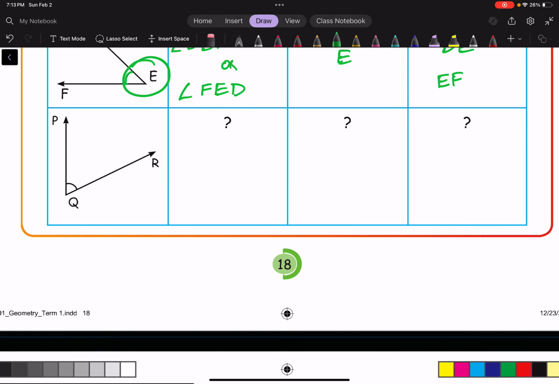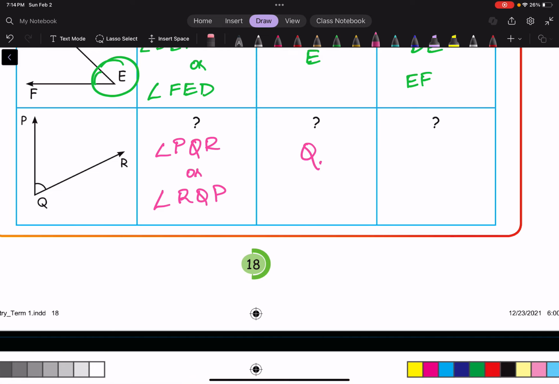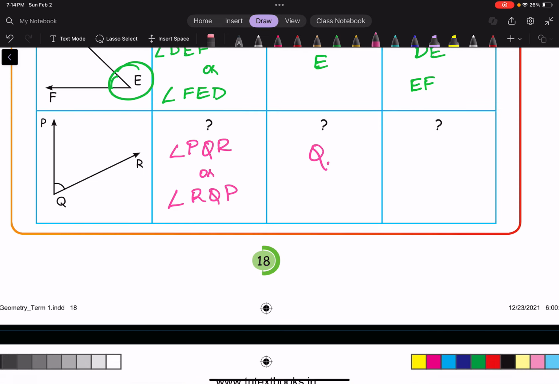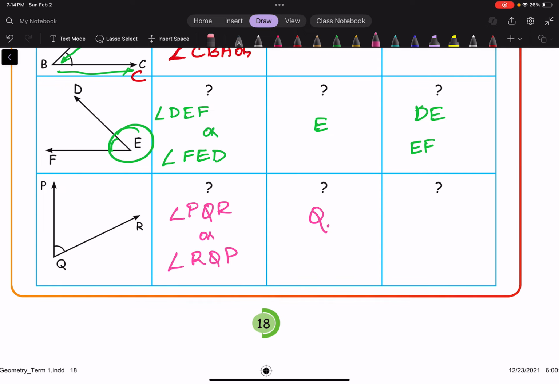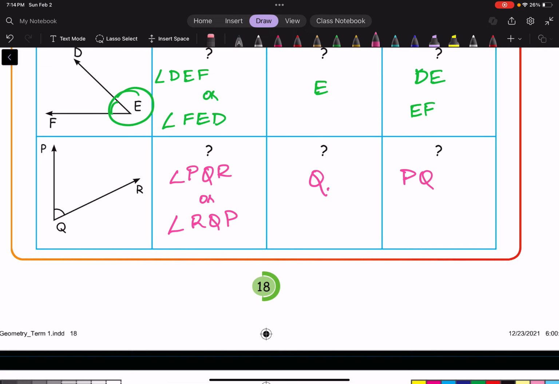Now what about this? So we have angle PQR, sorry, I made a mistake here. So PQR is the right answer. Or the angle RQP is also the right answer. Q is always in the middle because Q is the vertex here. And then what are the arms? So we have P and Q, and R and Q are the two arms.